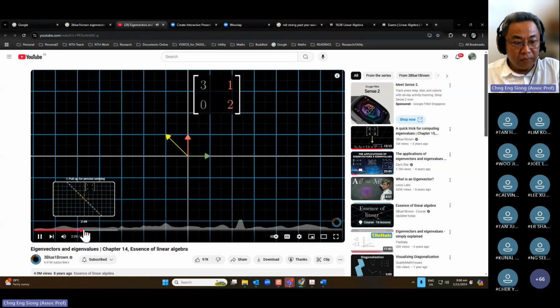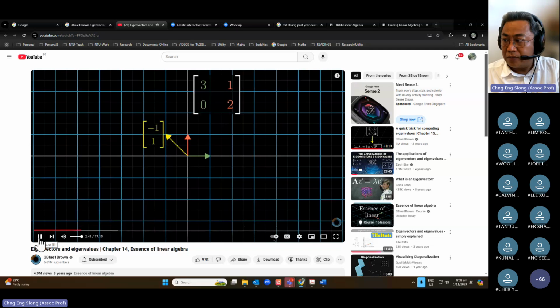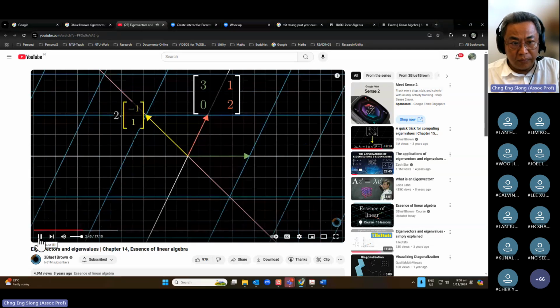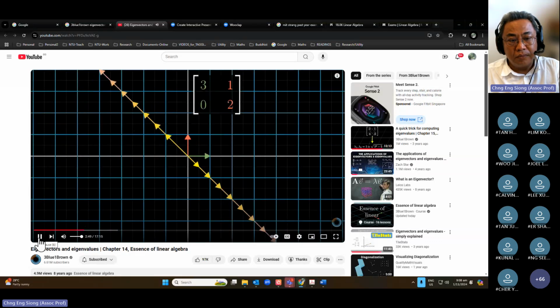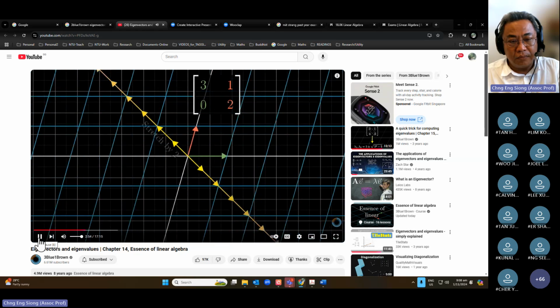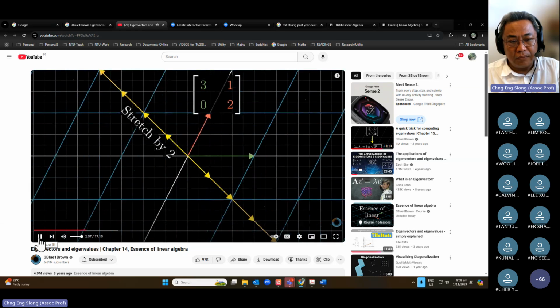A slightly sneakier vector that remains on its own span during this transformation is negative 1, 1. It ends up getting stretched by a factor of 2. And again, linearity is going to imply that any other vector on the diagonal line spanned by this guy is just going to get stretched out by a factor of 2.